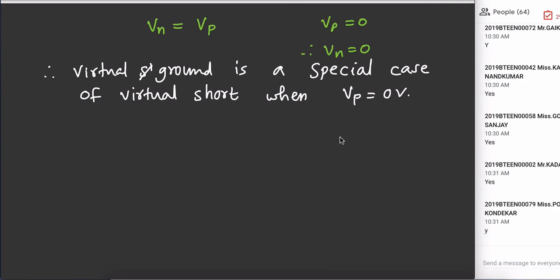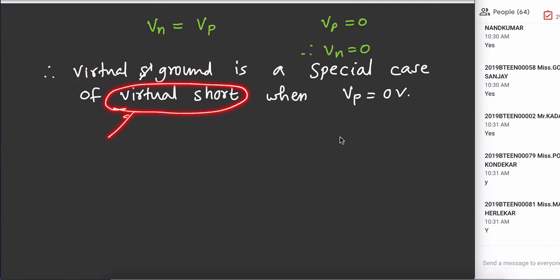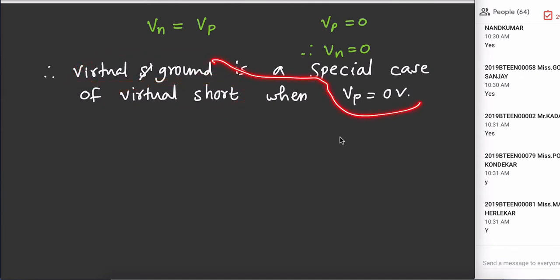So which is special case? Virtual ground is a special case. So which is general case? Not special case. Virtual short is a general case. It means it is applicable everywhere. Therefore, we always say virtual short and we try to avoid virtual ground, because virtual ground is only when the Vp is 0. Otherwise not. So we will always talk about virtual short.